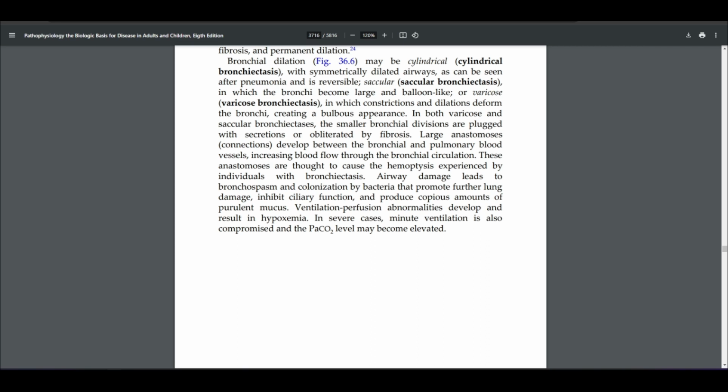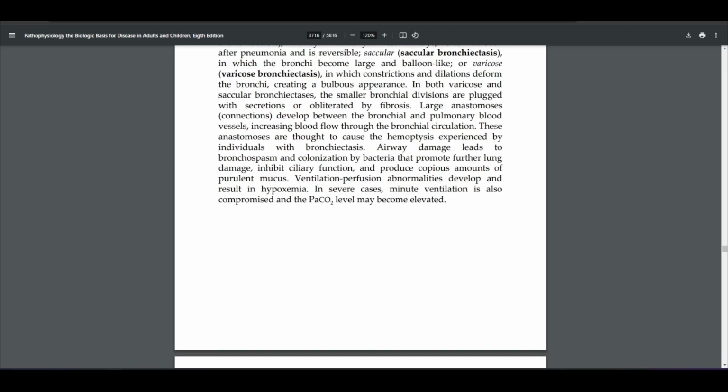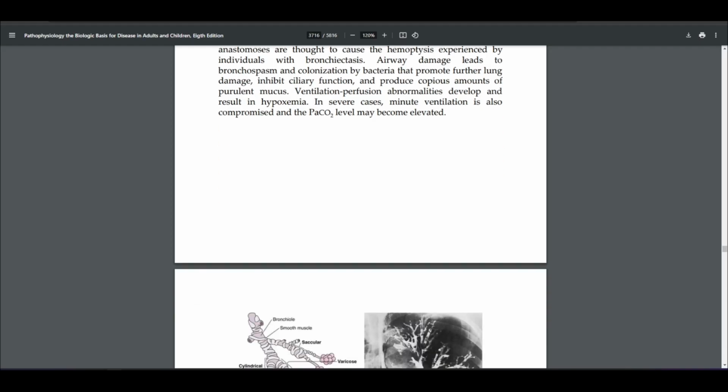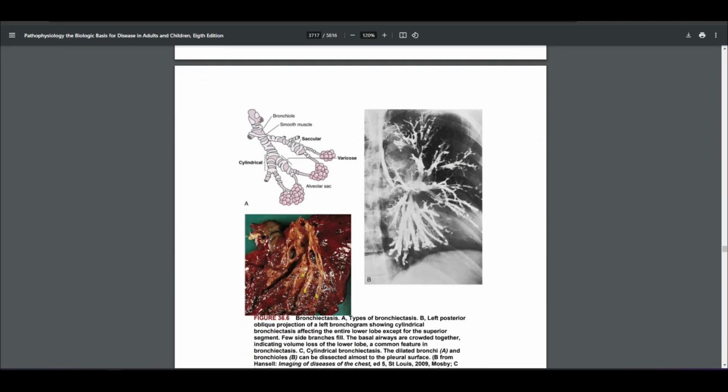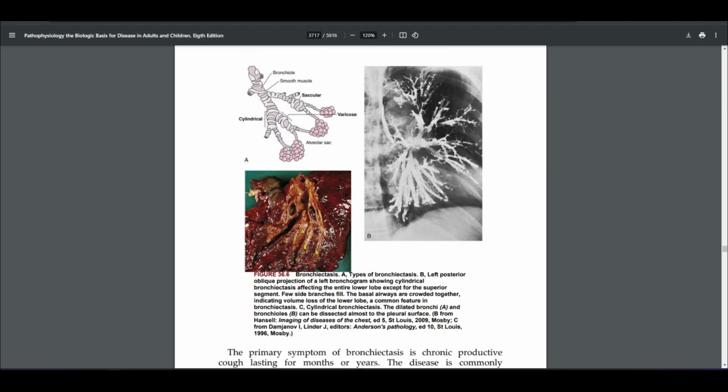Airway damage leads to bronchospasm and colonization by bacteria that promote further lung damage, inhibit ciliary function, and produce copious amounts of purulent mucus. Ventilation-perfusion abnormalities develop and result in hypoxemia. In severe cases, minute ventilation is also compromised, and the PaCO2 level may become elevated, which means they are not breathing quickly.